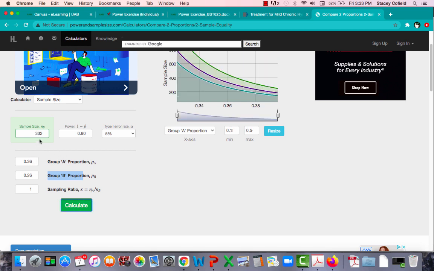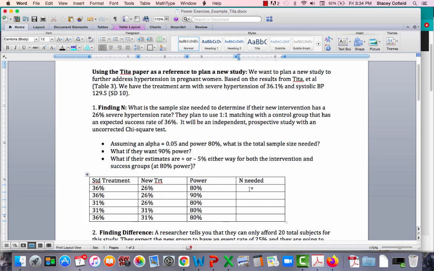This gives us an N of 332 in group B. So it's really important here on sample size that you notice it's N subgroup B. That means it's half the sample size. So we would need NB and NA. So 332 times 2, 664 people. So we would need 664 people here total, 332 per group, to detect that difference using these estimates.